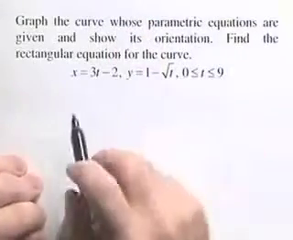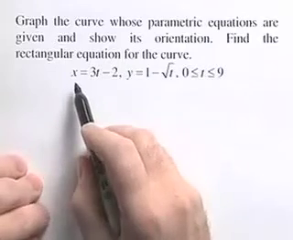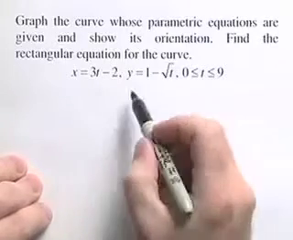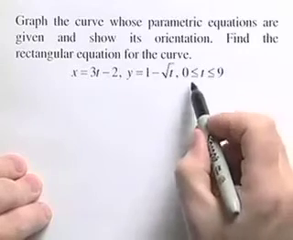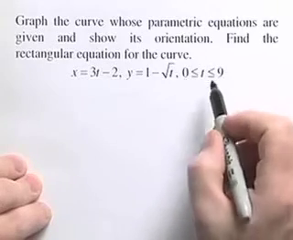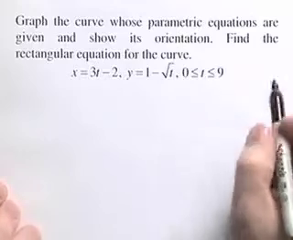Here we're given some parametric equations. We'd like to graph the curve that's represented by those equations and then find the corresponding rectangular equation. We're given the parametric equations x equals 3t minus 2, y equals 1 minus the square root of t. And we're going to do this for values for t that are between 0 and 9 inclusive.